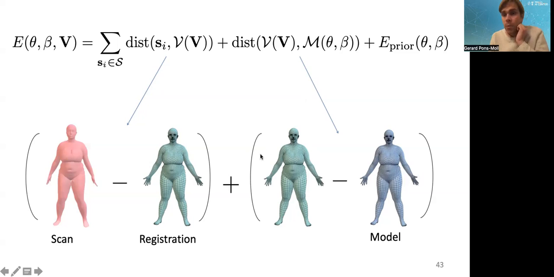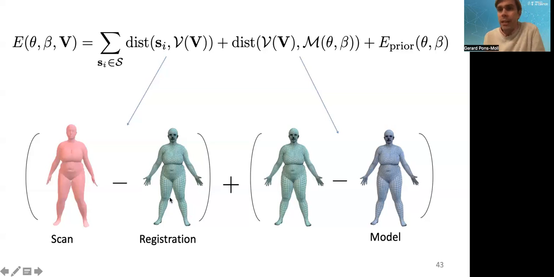And what's going to happen during optimization is that the vertices will start slowly moving towards the scan, and the model is going to keep following these vertices, regularizing them, making sure that they look like a body model. But these vertices V will be able to deviate from the model M. The question is how much strength you put in this prior versus this data term.